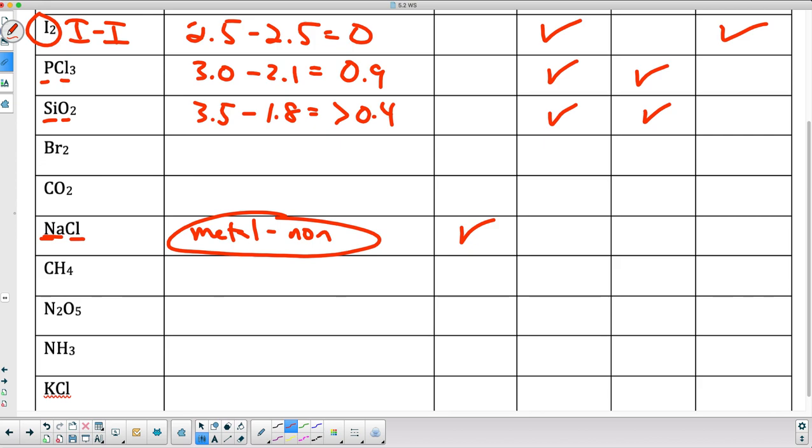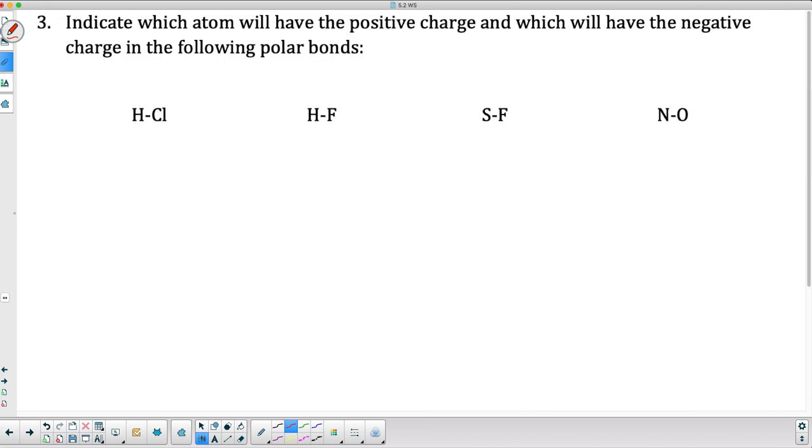Okay, this should not take very long at all. I'm going to skip ahead to the next part. The next part looks like this. Indicate which atom will have the positive charge and which one will have the negative charge in the following polar bonds.